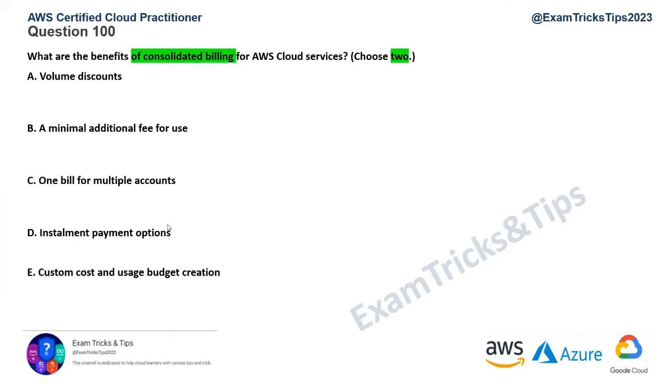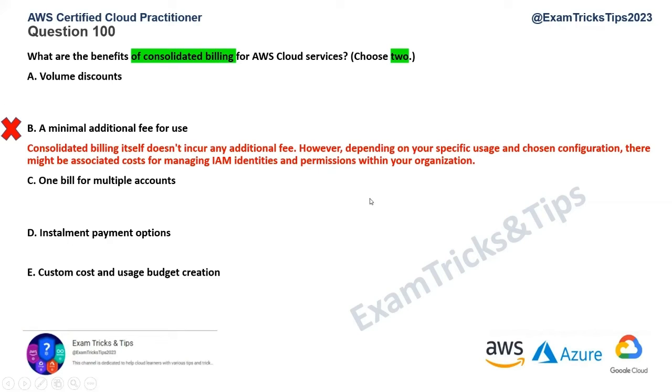Option B, minimal additional fee for use. Now, consolidated billing doesn't incur any additional fee. However, depending on your specific usage and chosen configuration, there might be a cost associated with IAM identities and permissions within your organization. This is not a benefit of consolidated billing, and it's not even related. So I'll rule that out.